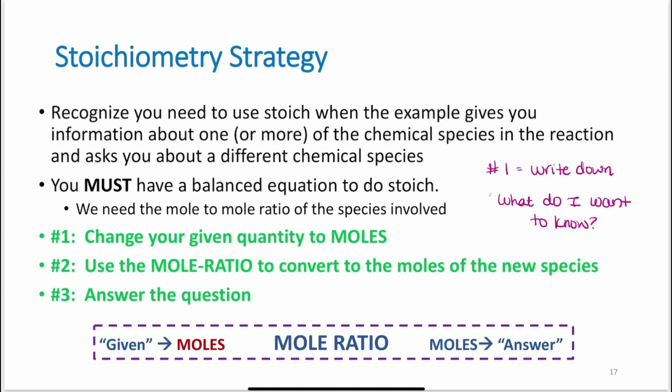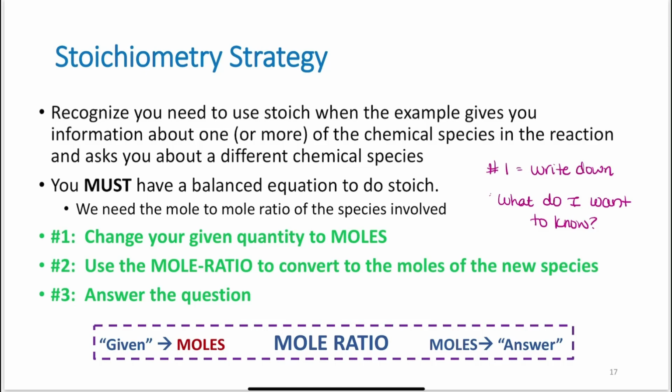So when you need to use stoichiometry, you're given information about one or more of the chemical species that's reacting or being produced and asked about something else. So for example, I say, how much of product A can I produce if I've got 10 grams of reactant A? Well, that's stoichiometry. If I have this much of this reactant, how much product can I make? That's stoichiometry. We're trying to convert between products and reactants. You can convert between reactants themselves too. If I have this much reactant, how much of the other reactant do I need to completely react all of this species? That can happen too.